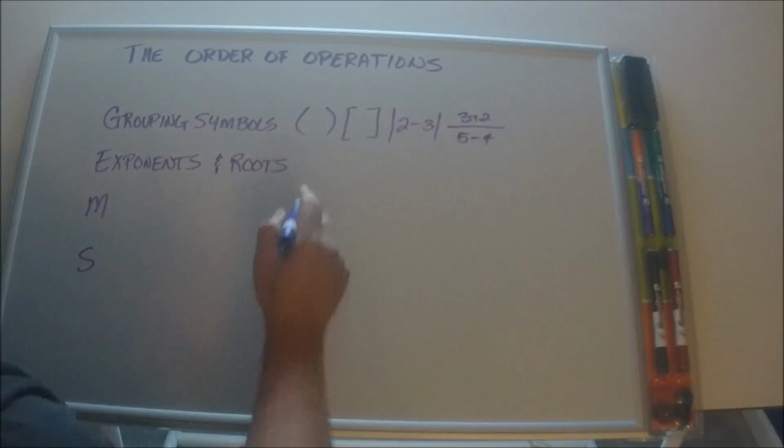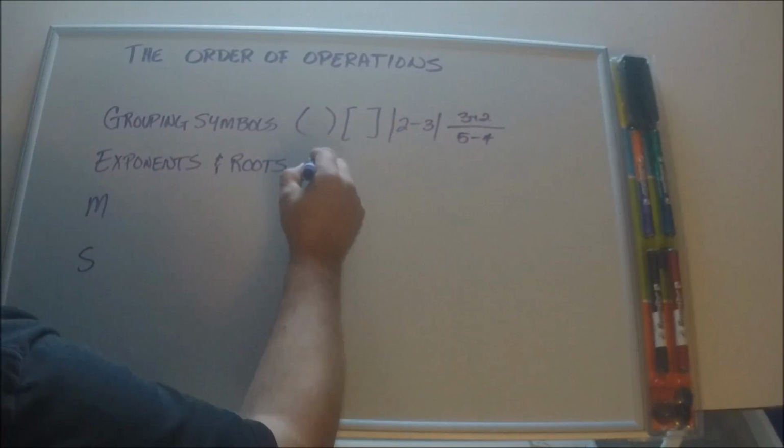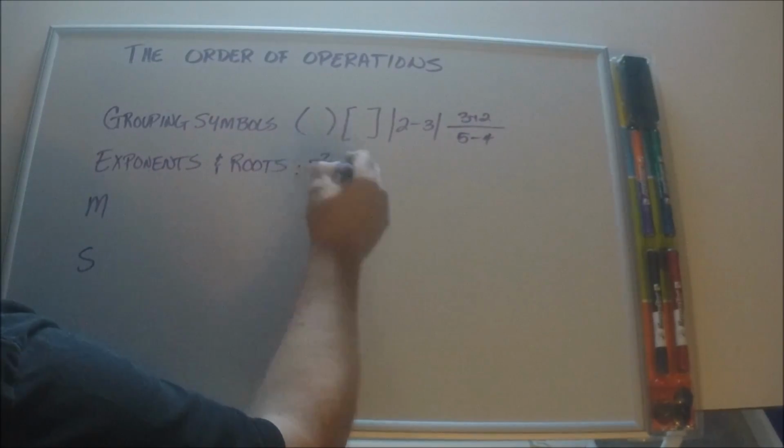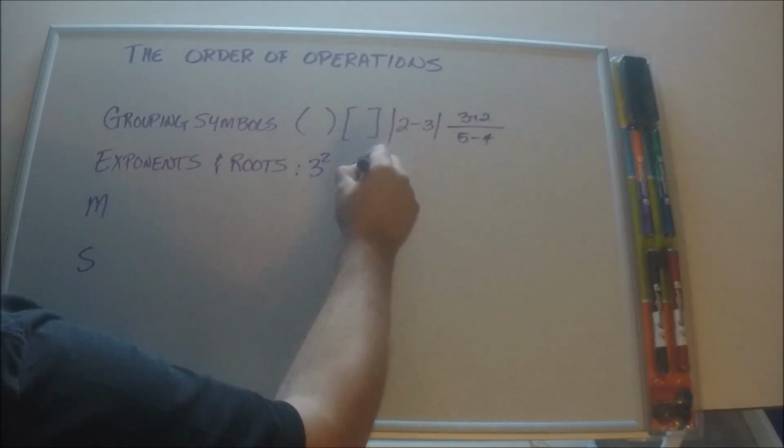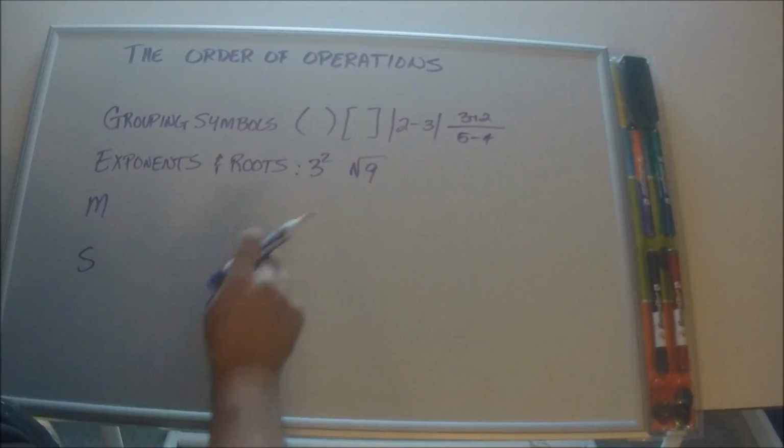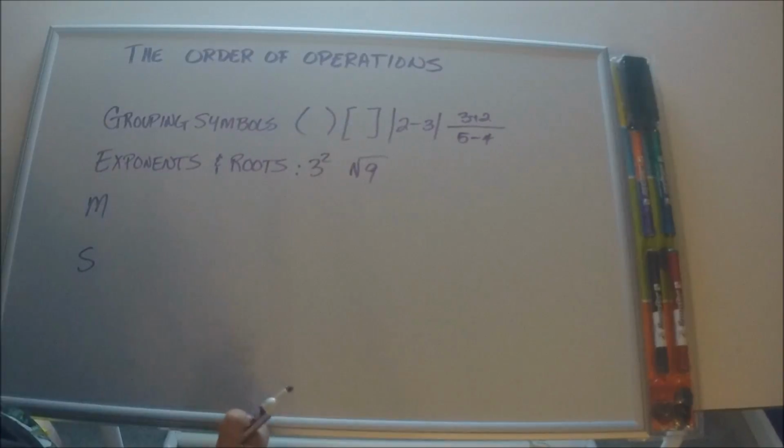Thank you, Radical. So we not only have to have exponents, like when we have 3 to the second power, but we can also have, for example, the square root of 9, hence the radical sign. That counts the same as an exponent when we're talking about the order of operations.